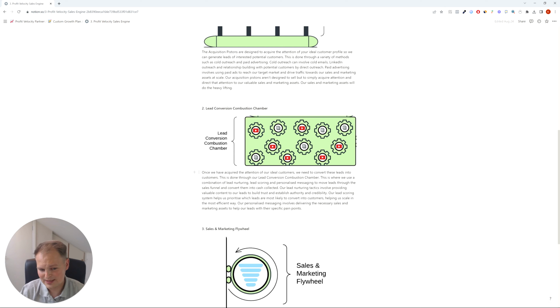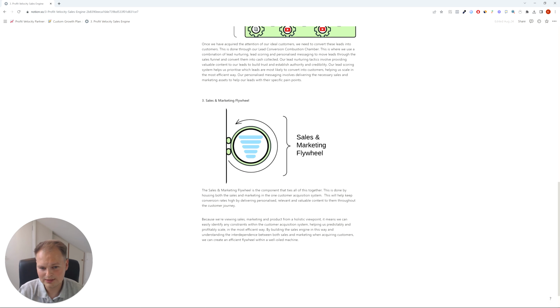Our personalized messaging involves delivering the necessary sales and marketing assets to help our leads with their specific pain points. And our third component, the sales and marketing flywheel, is the component that ties all of this together. This is done by housing both the sales and marketing in the one customer acquisition system.